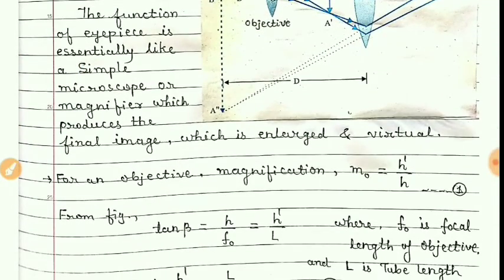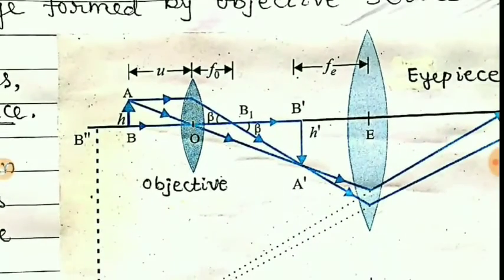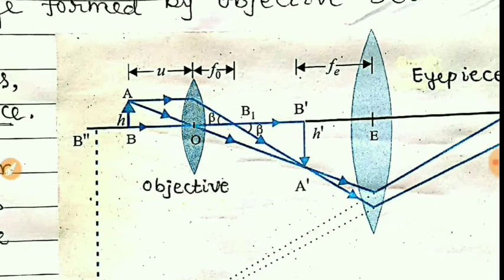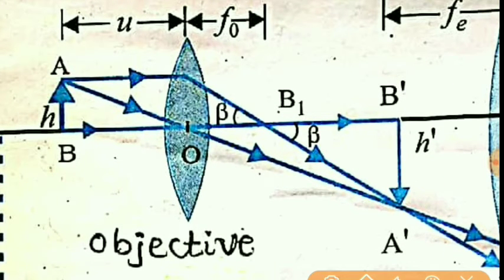Now students, here u is the object distance, this FO is the focal length of the objective, FE is the focal length of the eyepiece. And now from the figure you can see this angle beta is formed here. So if this angle is beta, then this angle is also beta, and if this is height h of the object, then this distance in the lens is also equal to h only.